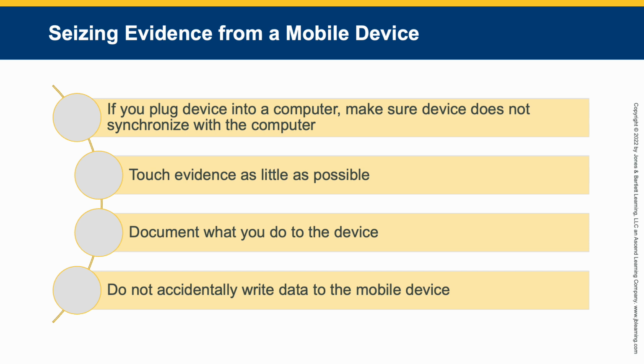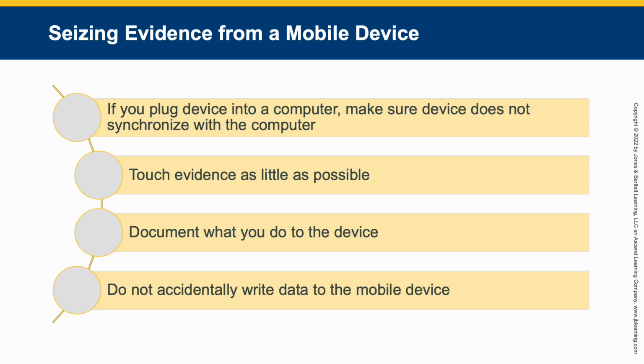Touch evidence as little as possible. As you begin to examine the mobile device, it is crucial to handle it with care, just like a delicate artifact in a museum. The evidence on the device can be easily compromised if mishandled. Every tap, swipe, or button press has the potential to alter the data stored within. To minimize your impact, touch the device as little as possible.